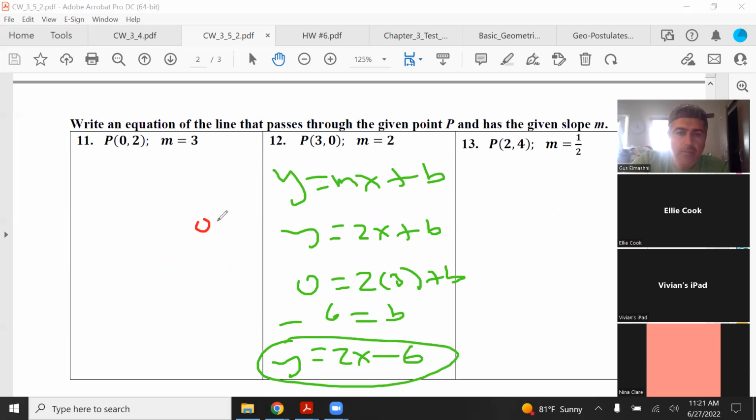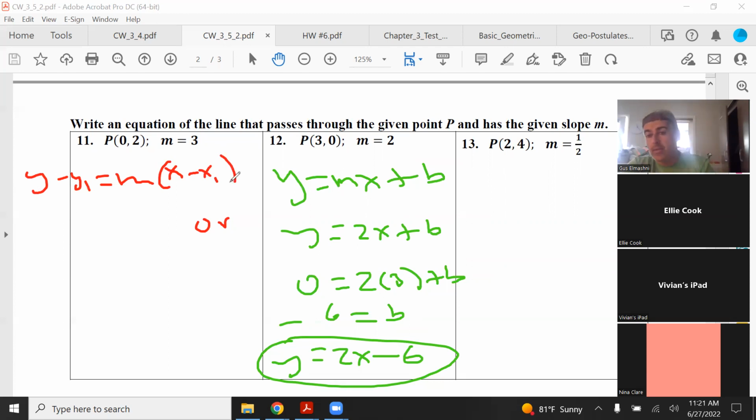Or you could have done this in point slope form. Totally up to whatever you're more comfortable with. I will say point slope form will be the preferred technique when you do pre-calculus or calculus. If you're a rising junior, you're going to be doing Algebra 2 next fall. Then you're probably doing pre-calculus as a senior.